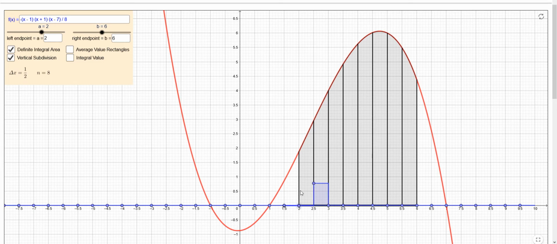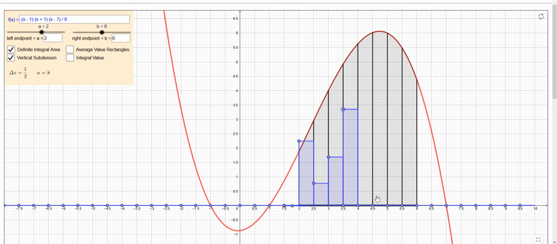Oh, come on. Is that not moving? Whoa, where's that going? There we go. And we can move these up and down.